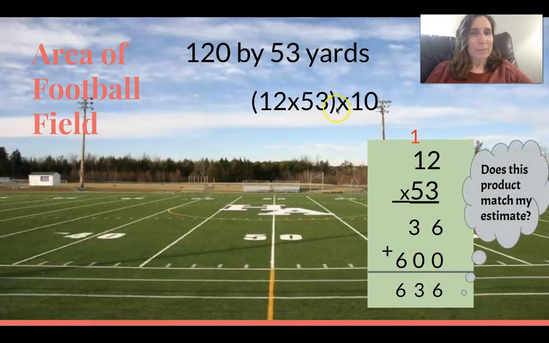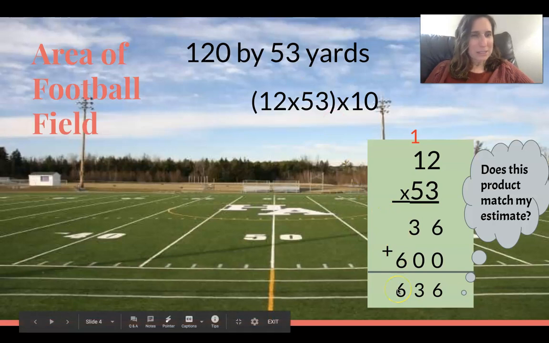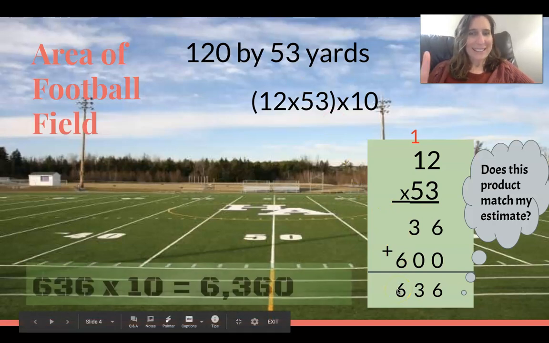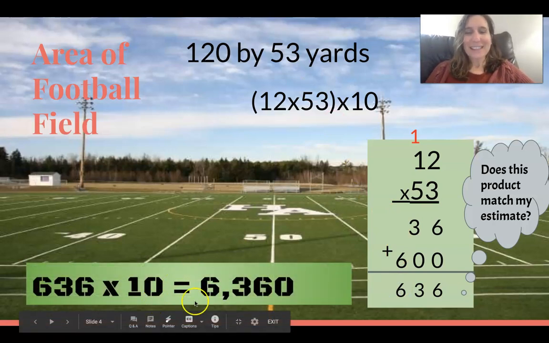Now, did this product match my estimate of 100 times 50? 100 times 50 is closer to 5,000. This answer doesn't seem close. What did we do wrong? We forgot to multiply that by 10, right? So we have 636 times 10 is 6,360 yards squared.